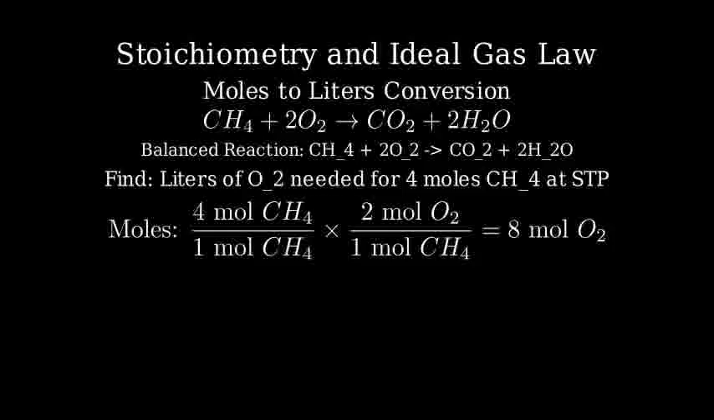Now, we'll convert from moles of oxygen to liters of oxygen using the ideal gas law. First, the ideal gas law in terms of moles and liters can be represented as volume V of a gas equals the number of moles N times the ideal gas constant R times temperature T divided by pressure P. V equals NRT divided by P. Let's apply the ideal gas law to calculate the volume of 8 moles of oxygen gas.